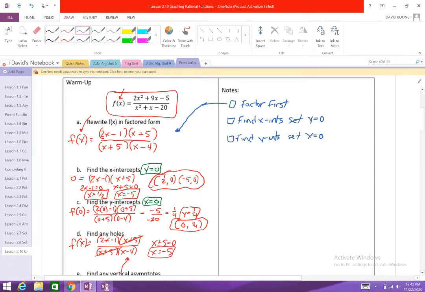Other piece as we go down here, for holes and vertical asymptotes. Remember, holes are where factors cancel. And vertical asymptotes are where the denominator is 0.